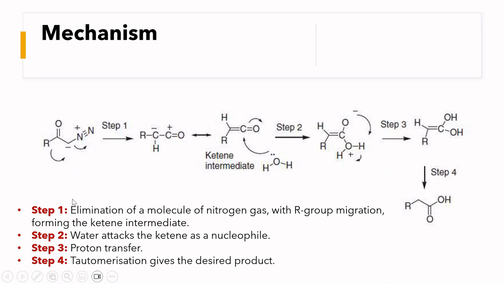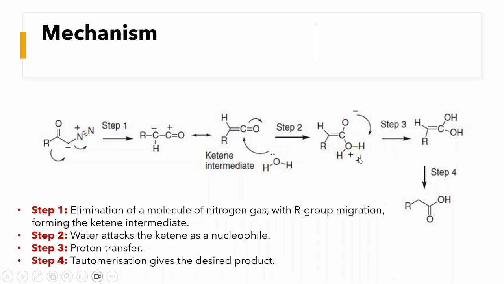Coming to the mechanism, the first step involves the elimination of a nitrogen molecule, and this elimination is simultaneously followed by the migration of the R group to form the ketene intermediate. In the second step, the water attacks the ketene carbonyl as a nucleophile and we will get this intermediate.